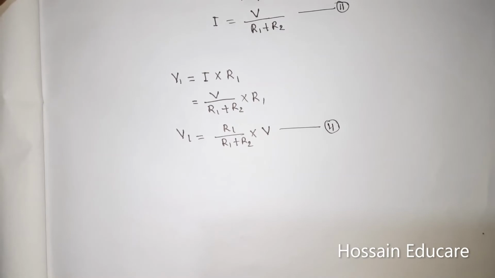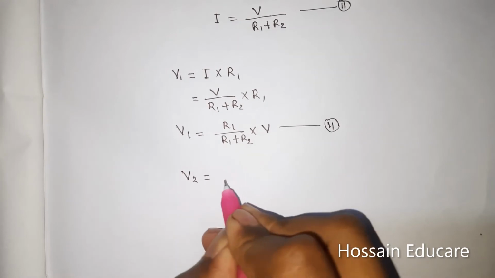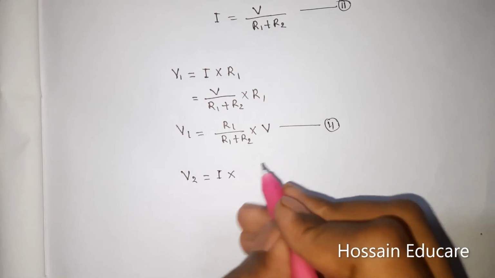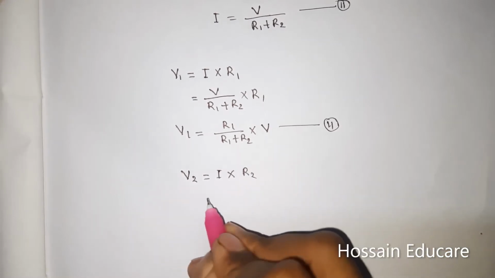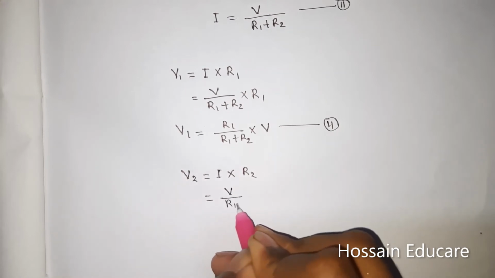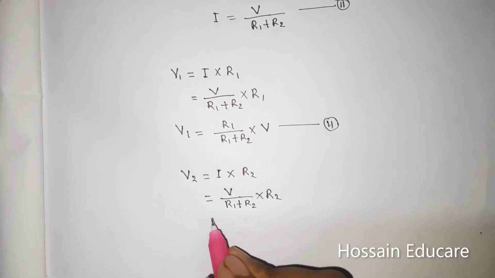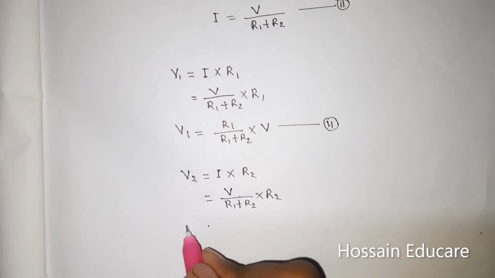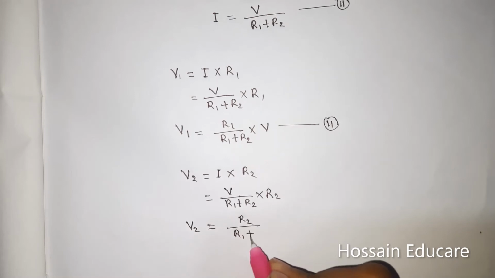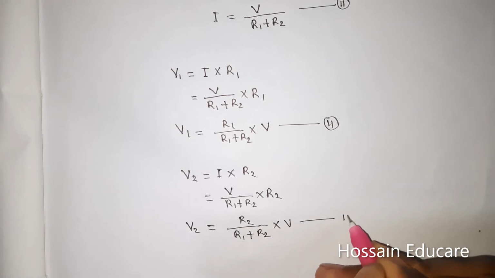And we calculate V2. V2 is equal to current I multiplied by the resistance R2. Putting the value of I, we get V divided by R1 plus R2, into R2, or V2 is equal to R2 divided by R1 plus R2, into V. This is equation number 4.